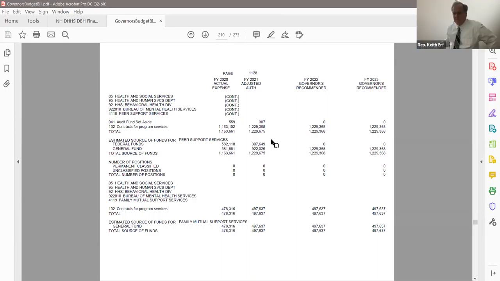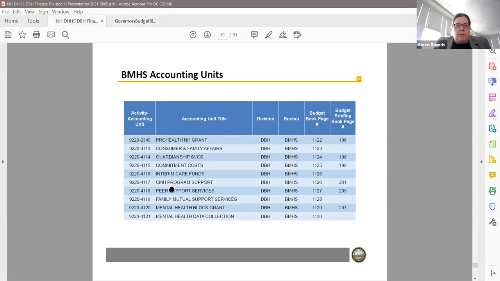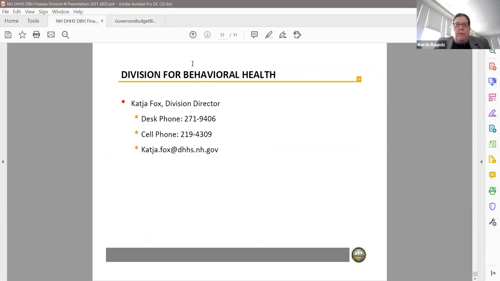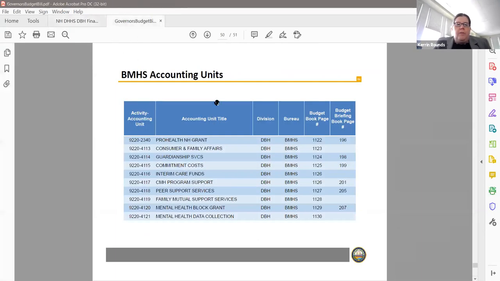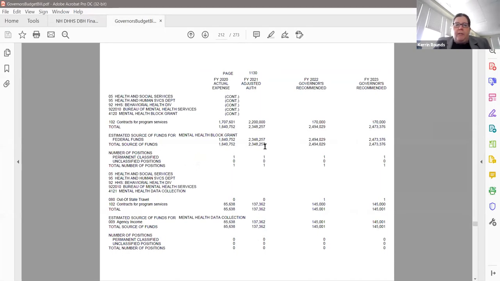Anybody else? The next accounting unit is 4119, which is Family Mutual Support Services. There's not much of a change here, just level funding. We have two more accounting units. So 4120 is the mental health block grant. This is 100% federal funds.